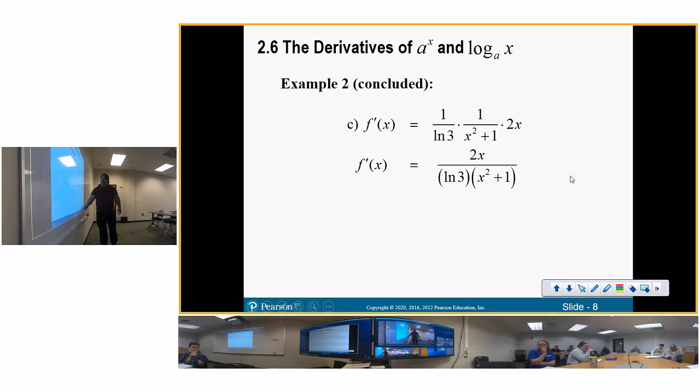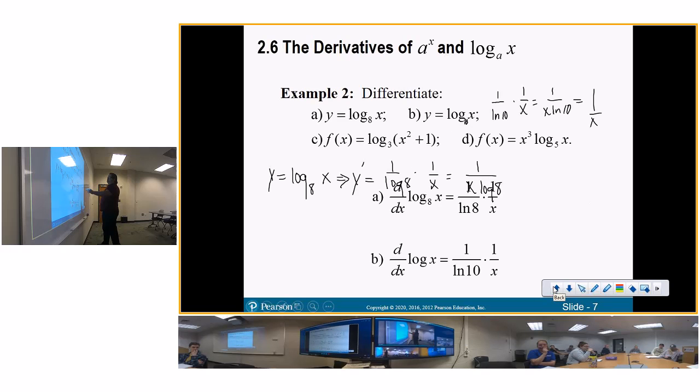Let me go back. And the last one, x to the third, you got to use the product rule. So that's going to be first times the derivative of the second, plus the second times the derivative of the first. The derivative of the second, I'm just going to write it down because I'm not going to do all the other. So that's going to be the 1 over natural log of 5 times 1 over x, which would be 1 over x natural log of 5.